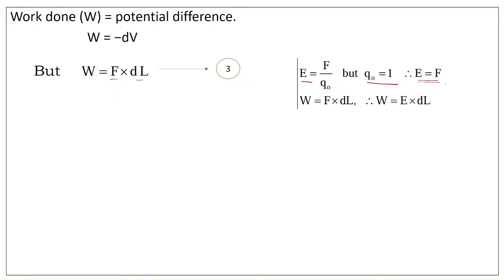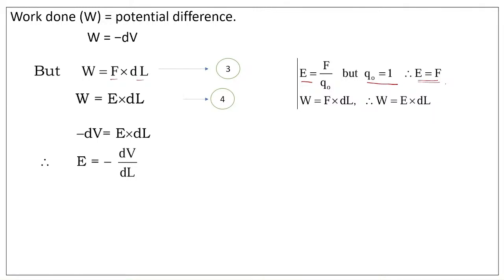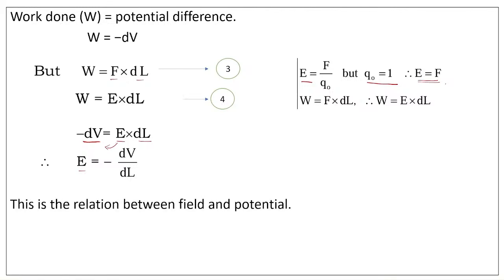Substitute this value in equation 3. We get W is equal to E into dl. Mark as equation 4. But W is equal to minus dV. On substituting in 4, we get minus dV is equal to E into dl. On equating, E is equal to minus dV by dl. This is the relation between field and potential.